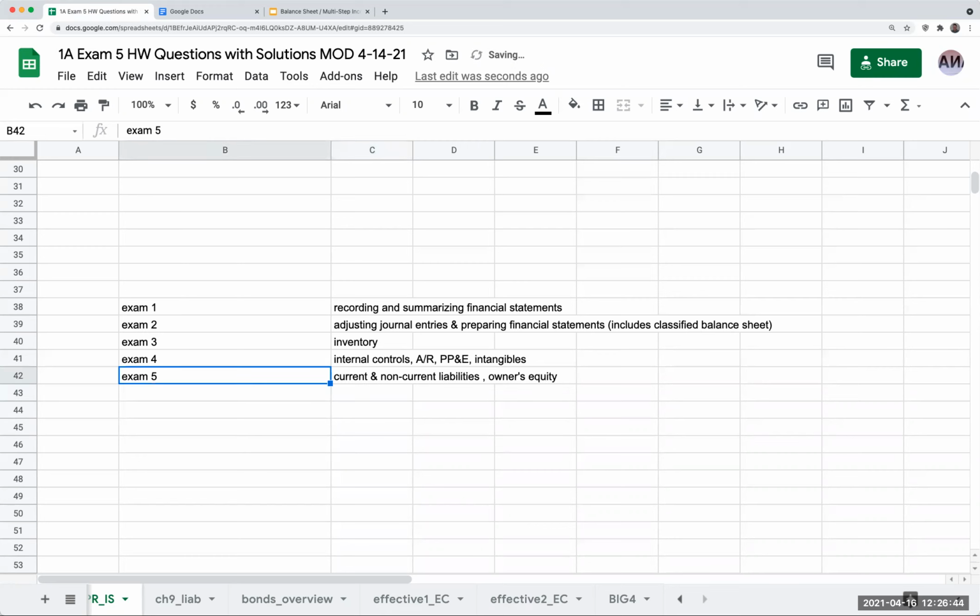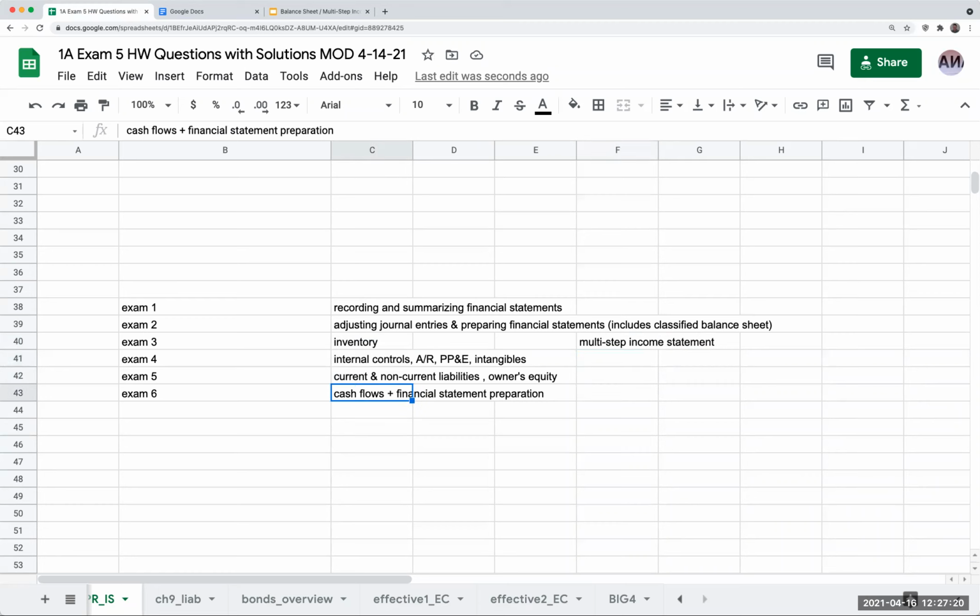And what I found is that as I was teaching, then your final exam is generally going to be cash flows plus financial statement preparation. What I found for students is that if I gave these 3 exams without reinforcing the concepts of a multi-step income statement, which is not really even taught over here, this is really where it's first introduced. If I don't go through and reinforce those various different concepts, when the student comes to the final exam, that's really when it becomes a lot more difficult.